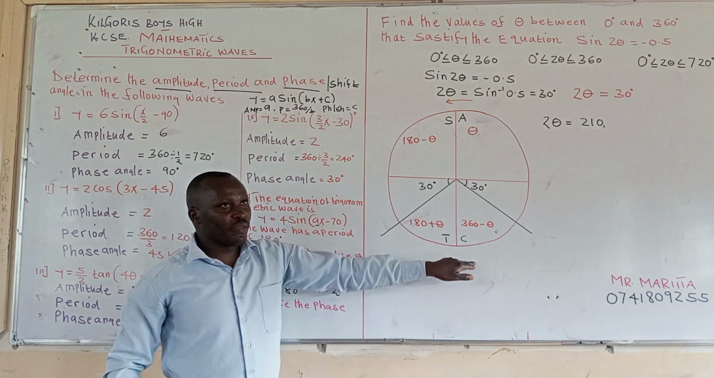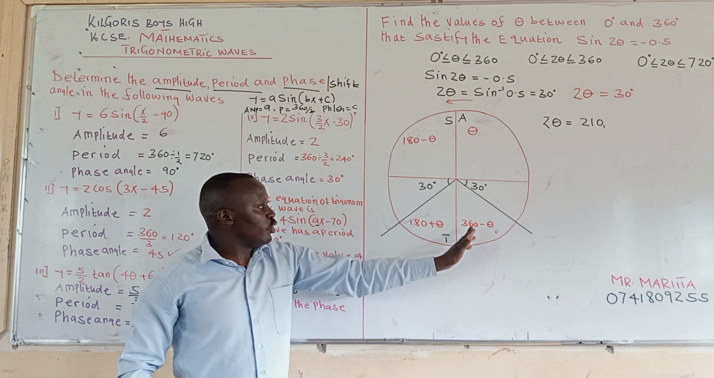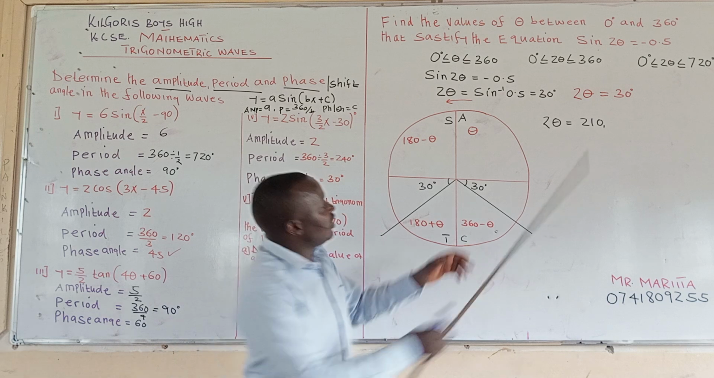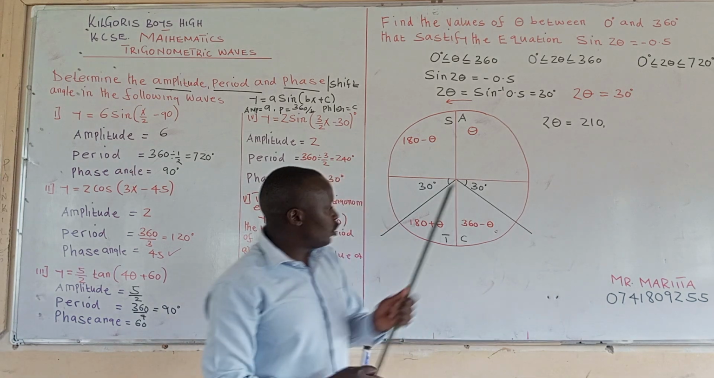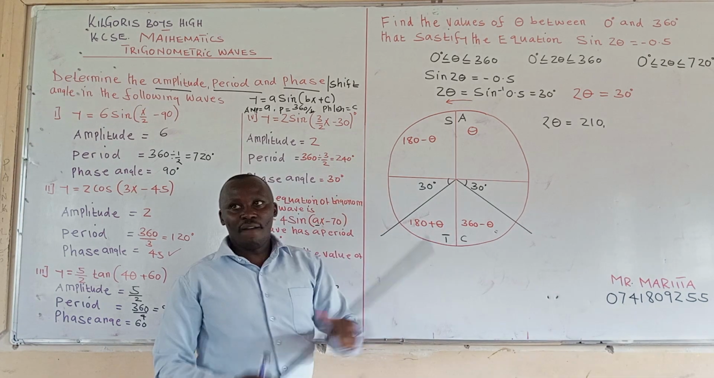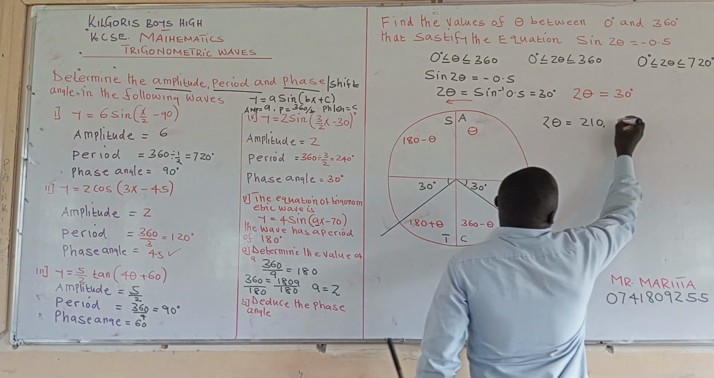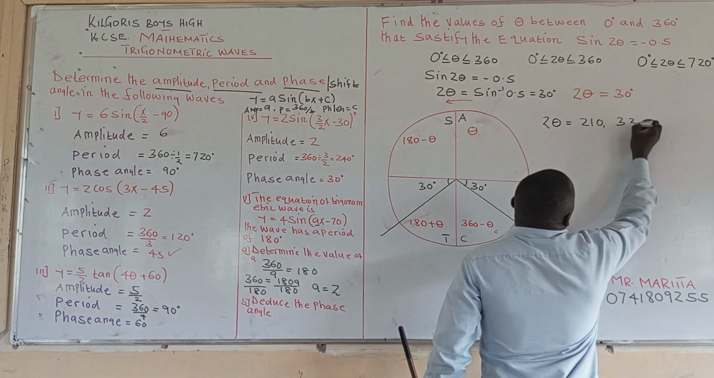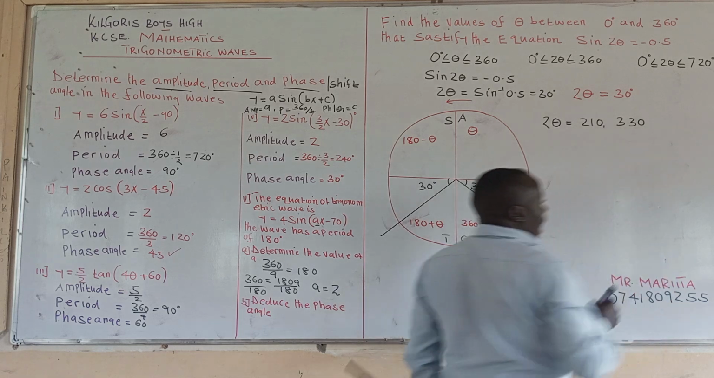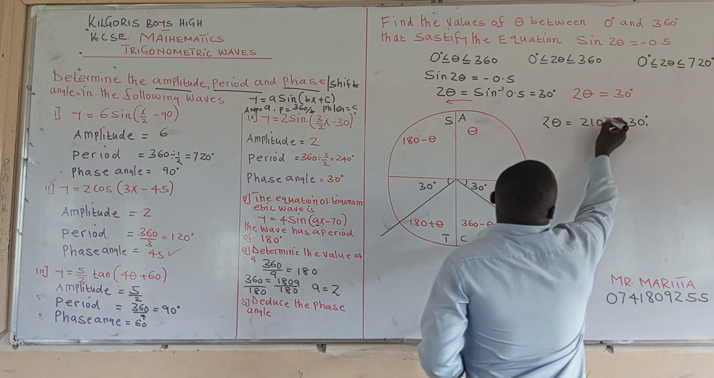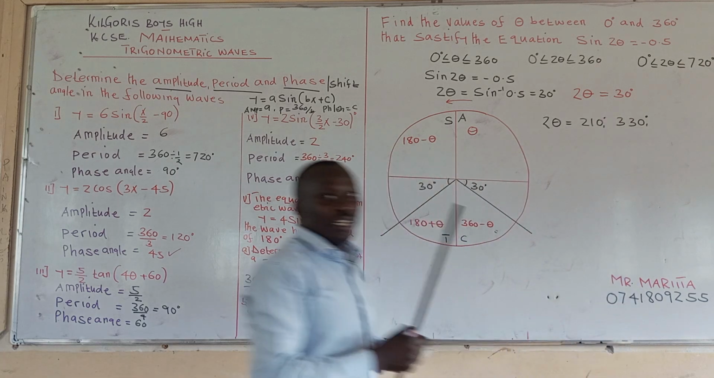Again, we find it here in the fourth quadrant. So what do we have? This one is 360 minus theta. What is our theta in this case? It is 30 degrees. So we take 360 minus 30. So the next solution we have is 330 degrees. So we proceed. We have 210, we have 330.